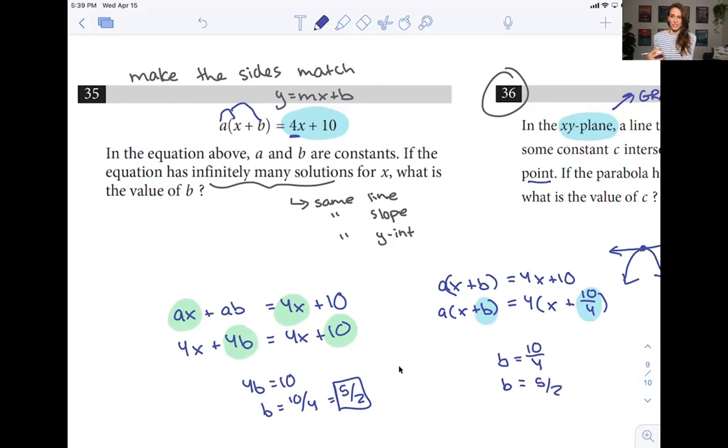I have also seen students, when they factor this, instead of saying x plus 10 over 4, they would say 4 times x plus 2.5, just thinking 2.5 times 4 would give them 10. So either way there really works.